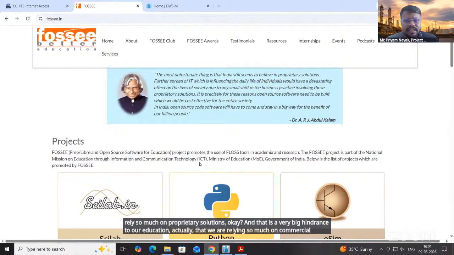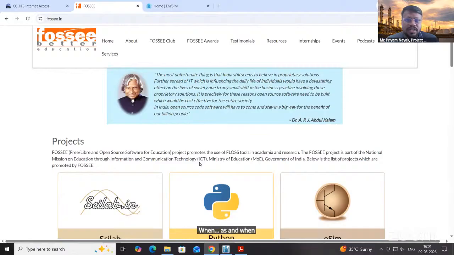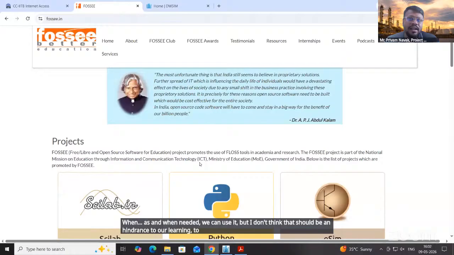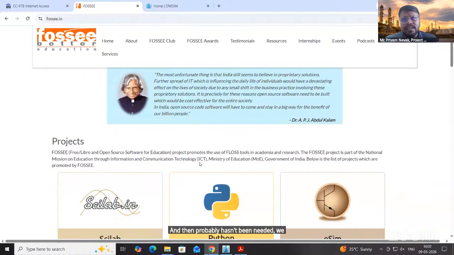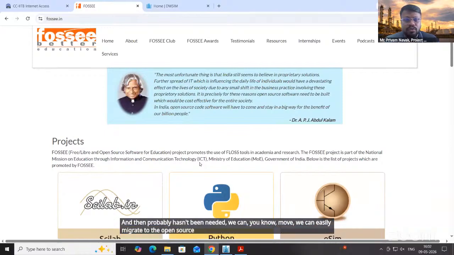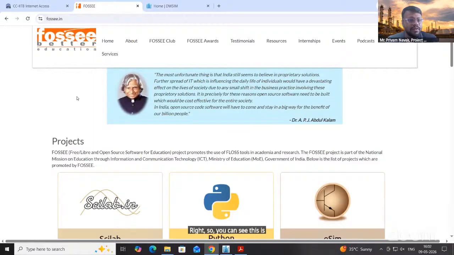Yes, commercial tools are there, and as and when needed, we can use them, but I don't think that should be a hindrance to our learning, to our education. We can definitely rely on open source tools, learn the basics of engineering through the software, and then as and when needed, we can easily migrate to the commercial tools. But non-availability of commercial tools should not be a hindrance to our learning. So you can see this is fossee.in, the FOSSEE website, and there are different projects that we have.